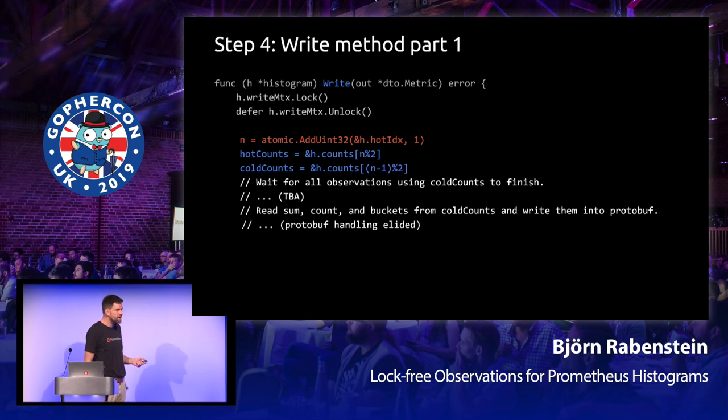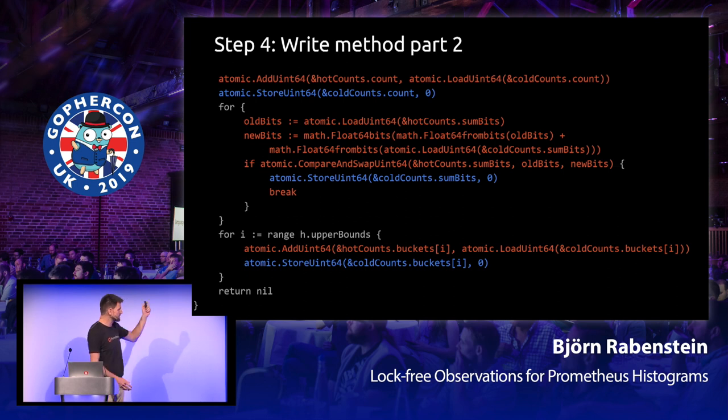Of course, there might be ongoing observations that are still going into the now cold counts. So this is why I put this comment here, wait for all observations using cold counts to finish. Let the cold counts cool down, essentially. Of course, that's a bit tricky, so I put TBA here. We will talk about this later. But once that's done, I can safely read some counted buckets from the cold counts and write them into the protobuf, and I'm done, right?